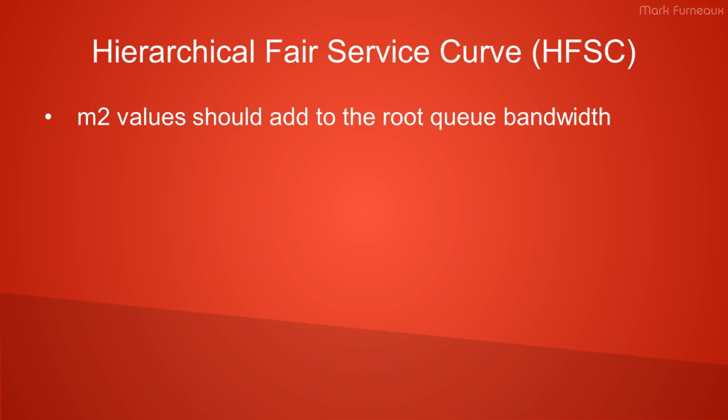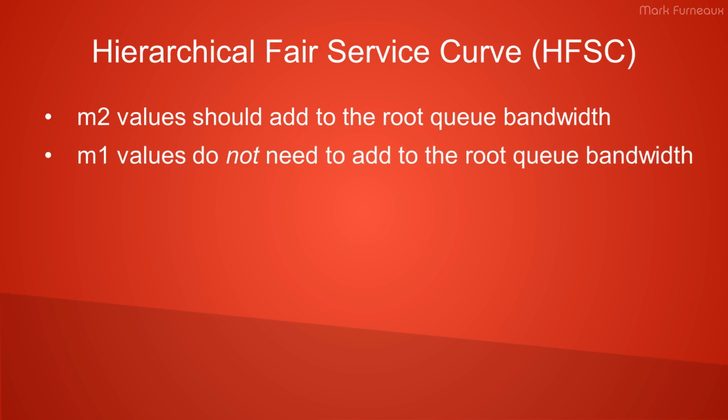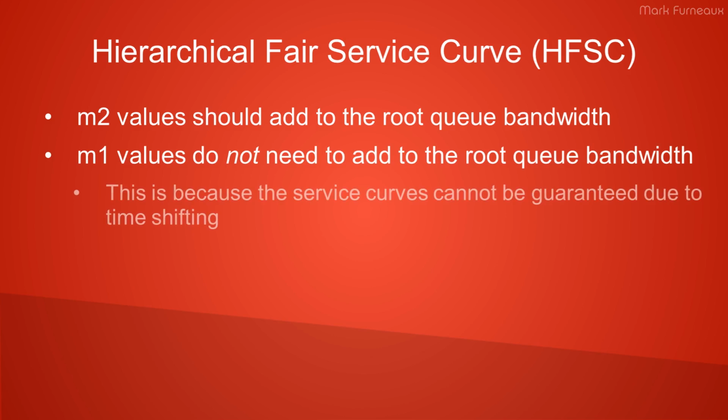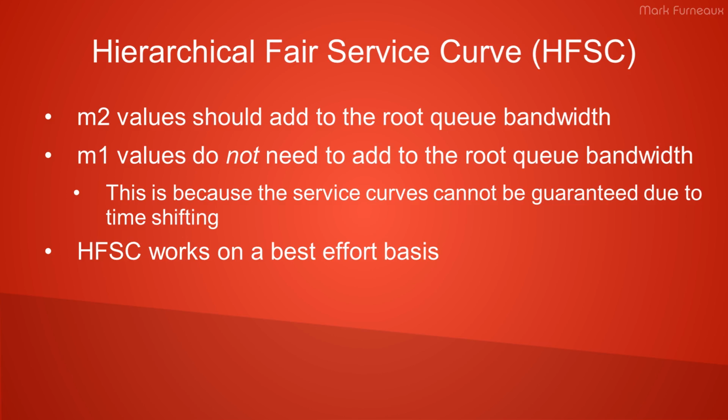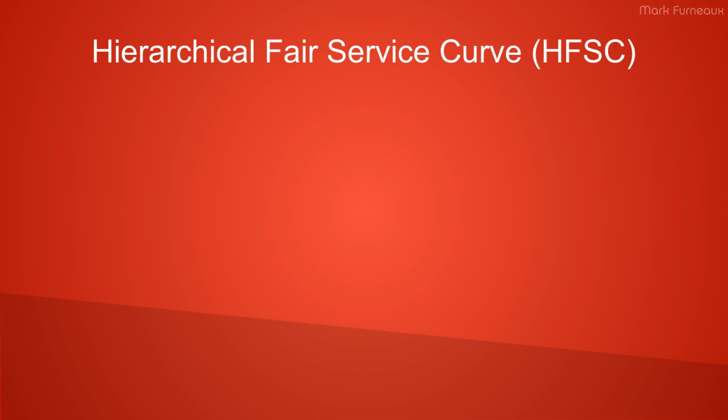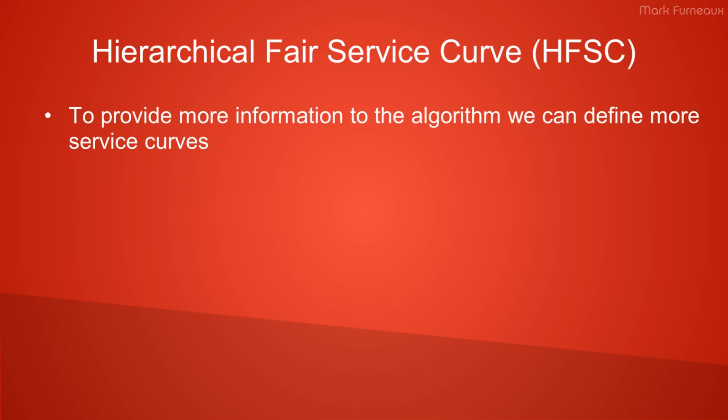So as I've just said, the M2 values should probably add up to the root queue bandwidth. But the M1 values don't necessarily need to do the same because, of course, with time shifting, they can never really be guaranteed anyway. Now, HFSC generally works on a best effort basis. So it tries to satisfy everyone's service curves while sharing bandwidth effectively. However, it's not perfect. And so we can actually make it better by providing more information to the algorithm. And we can do that by defining additional service curves.